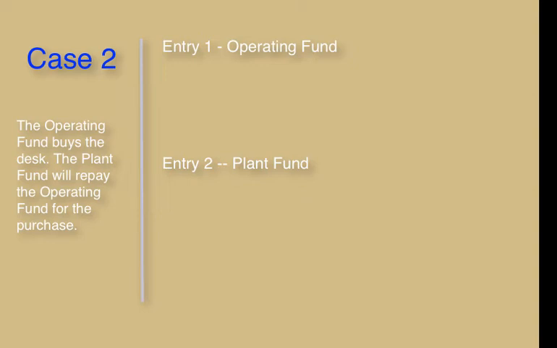Therefore, the plant fund will owe money to the operating fund until the repayment is made. So the operating fund creates a liability. Now remember what we said earlier in the video. Every time you have a due from, you must also have a due to in another fund. Once we made an entry creating a liability in the operating fund, we are obliged to make a follow-up entry which credits the due to, but this time in the plant fund.